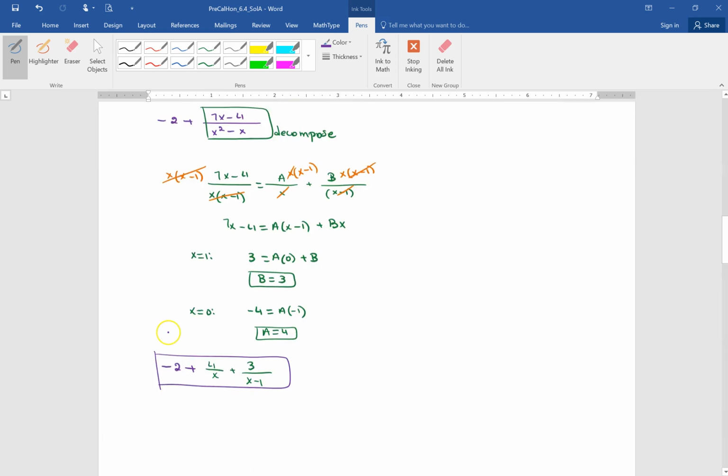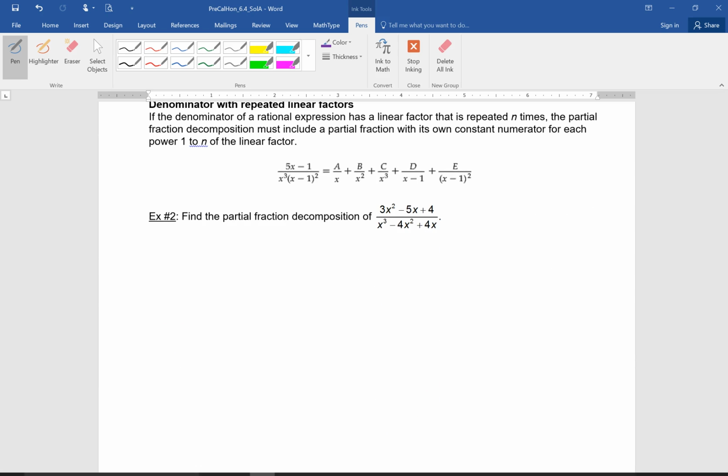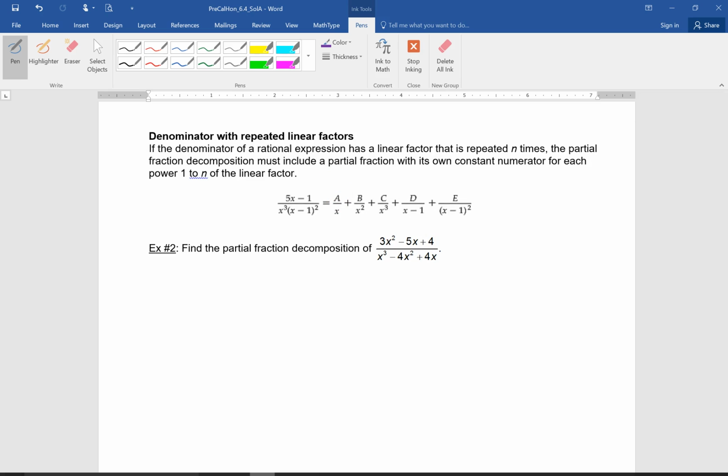Next, what if your denominator is one that has repeated linear factors? So when you have a denominator of repeated linear factors, often when we factor something, we get something like x squared times x minus 1 or x times x plus 2 squared, right? When you have a case like this, look at this one for example. You have x cubed and then x minus 1 squared.